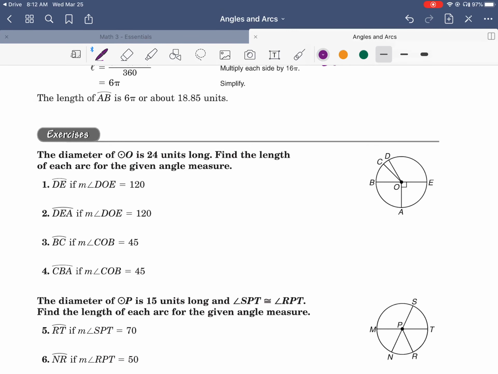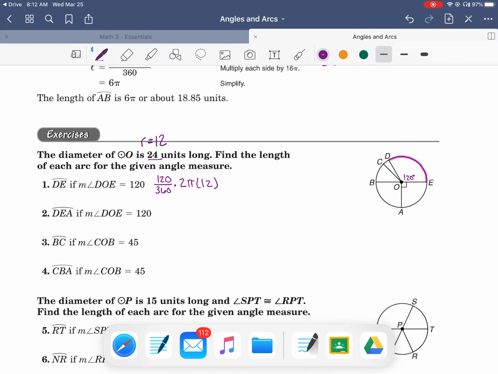Okay. So it says if the diameter is 24, first of all, if the diameter is 24, my radius is 12. Find the length of each arc given. So the first question says find the measure of DE if DOE is 120. Okay, so what we're going to do is the measure of the arc, which is the measure of the angle, over 360 times 2 times pi times my radius. So we're going to plug that into our calculator.